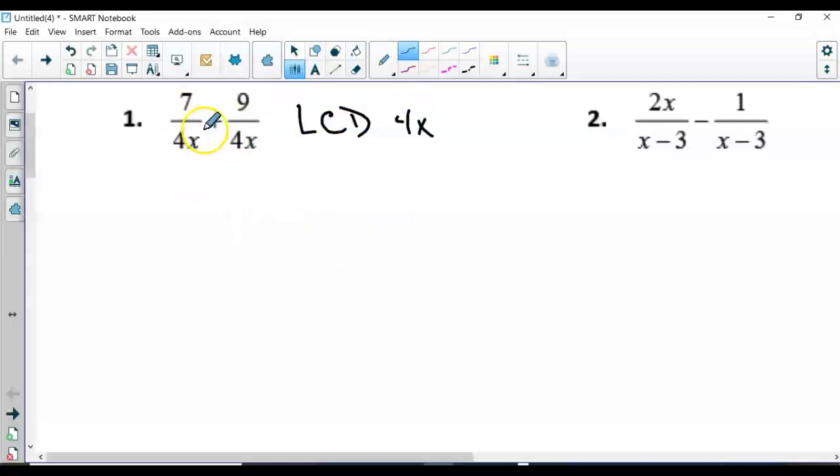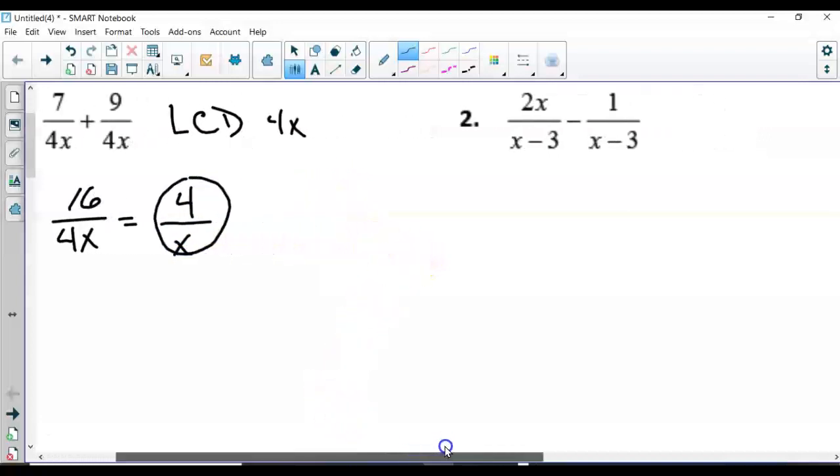So we have no problem. We could just add our numerators and come up with our answer for this one. So this is going to be 16 over 4x. But we're not finished because we could simplify, because 4 goes into 16 4 times. It goes into itself one time. So our final answer is going to be 4x.